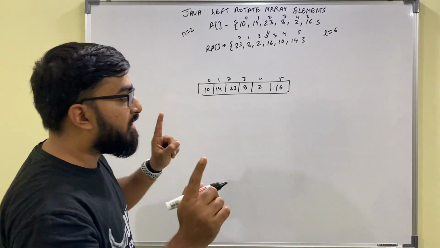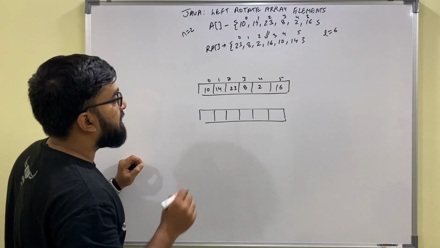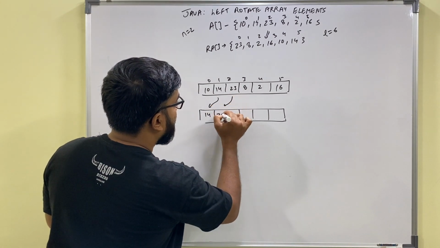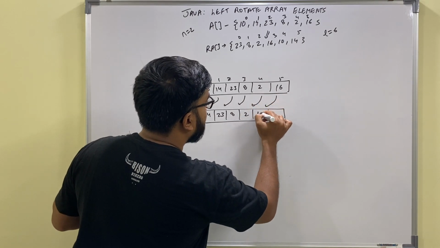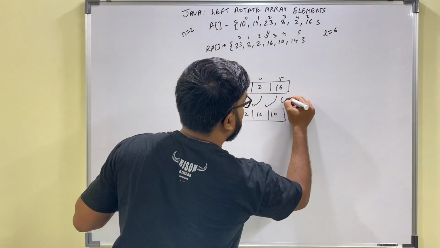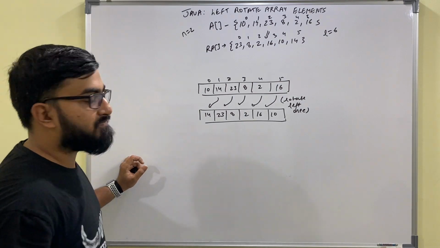So if I have to only rotate this once left, what happens is, in this very same array, if you rotate left once, 14 comes here, 23 comes here, 8 comes here, 2 comes here, 16 comes here, and the first value goes to the last location. So this is rotate left once.